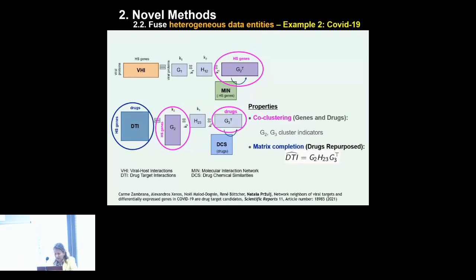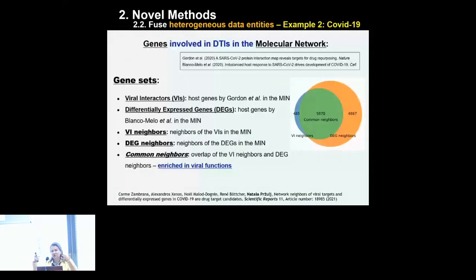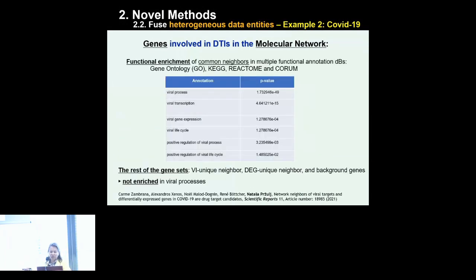But here, interestingly, it is not the human proteins that interact with the virus. It is not the differentially expressed genes in the lungs of human that are enriched in viral processes and should be treated by drugs, but it is actually their common neighbors in the interaction network. And we have checked for this, basically only the common neighbors are enriched in viral functions, and they're very different topologically in terms of average degrees, centralities, etc., also in terms of most graphlets.